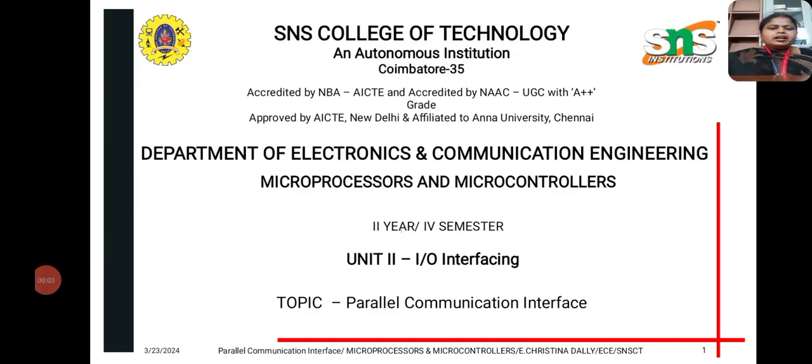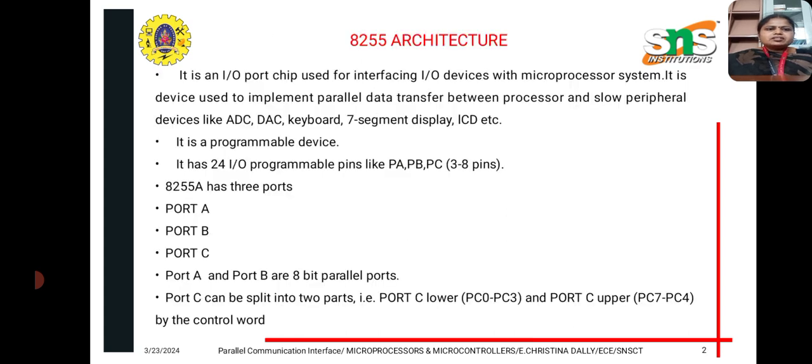Hi everyone. In the last lecture series, we have seen the serial communication interface. In this lecture series, we are going to see the parallel communication interface.